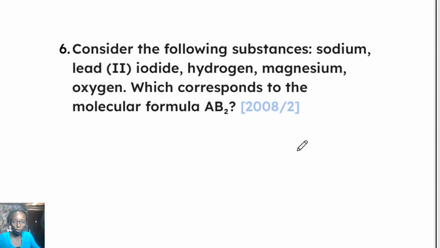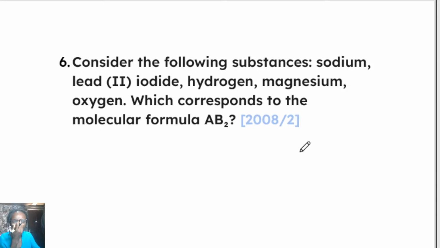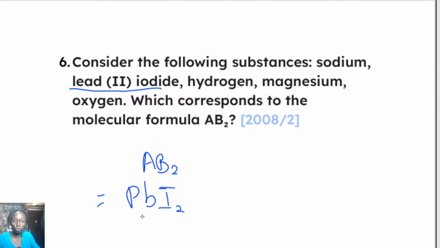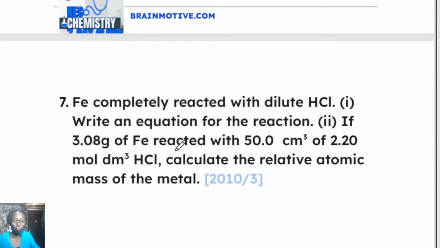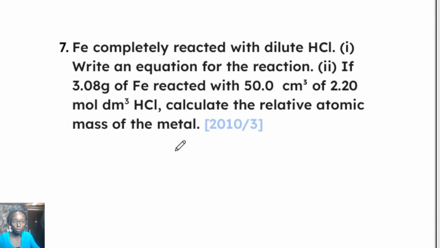Question 6 says, consider the following, and it gave us some compounds. It says sodium, lead-2 iodide, hydrogen, magnesium, and then oxygen. It says which corresponds to the formula AB2. Well, this is very easy, because you can write lead iodide like this. Lead has an oxidation number of 2, so lead iodide is the one that corresponds to this formula, where A is the metal and B would be the iodide attached. So that question was straightforward.